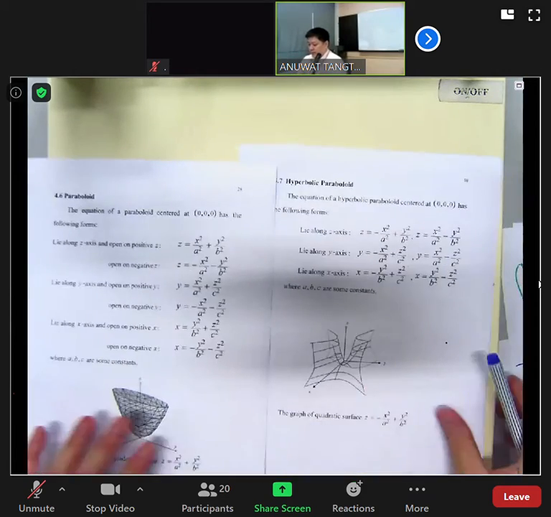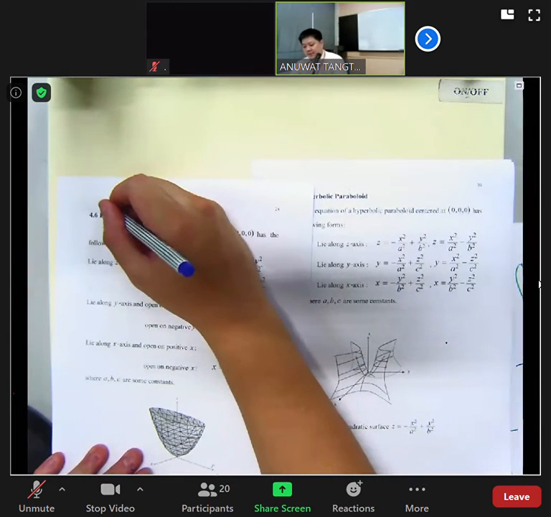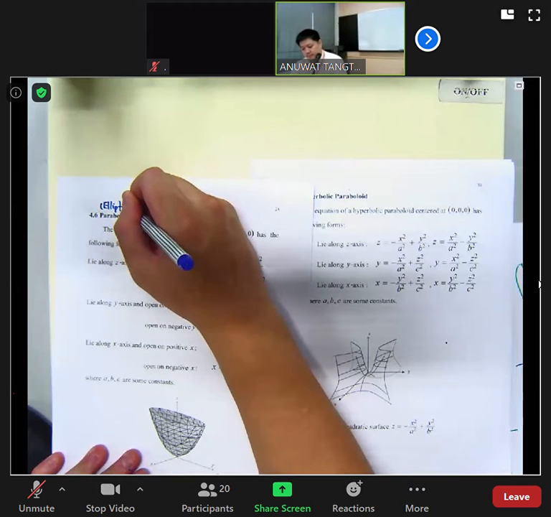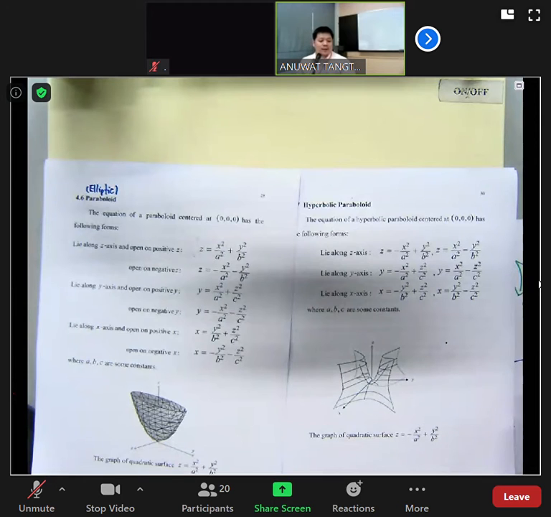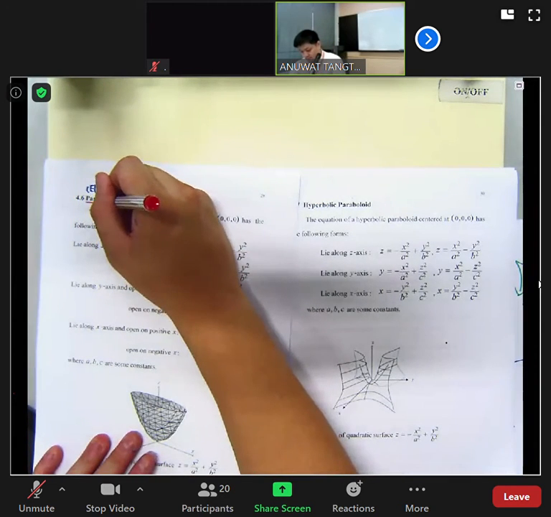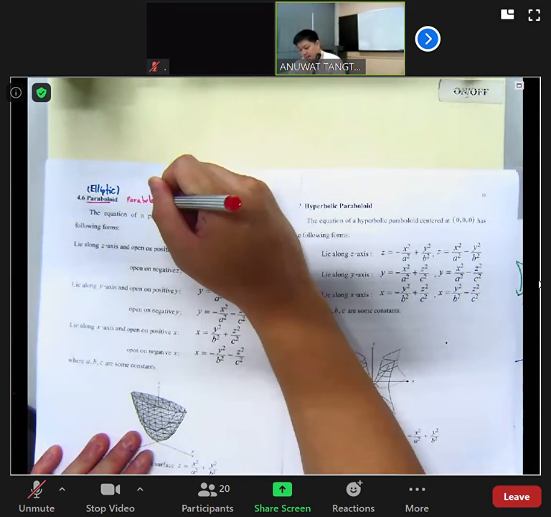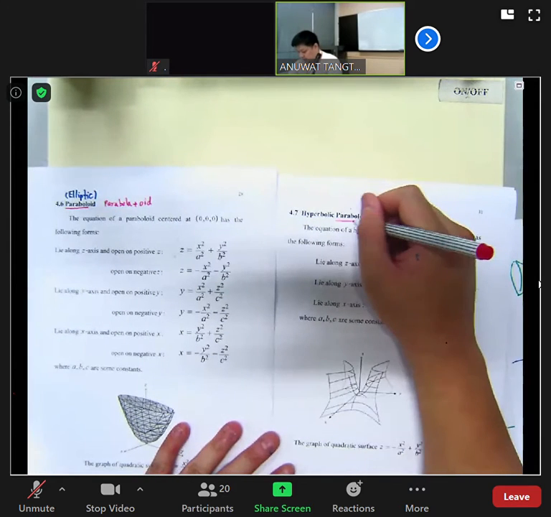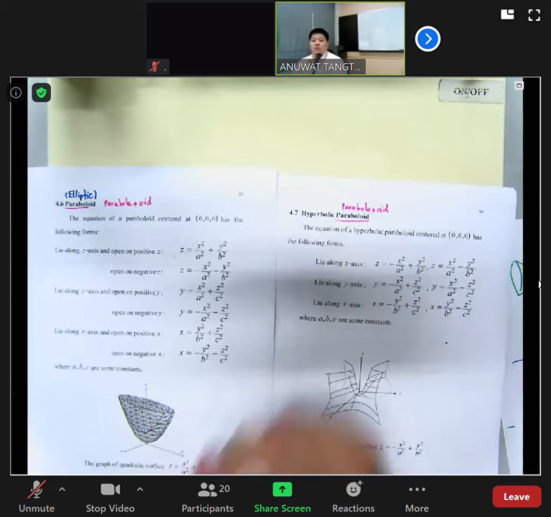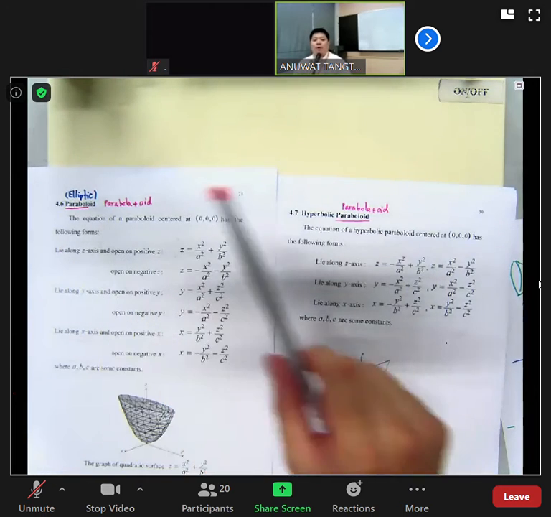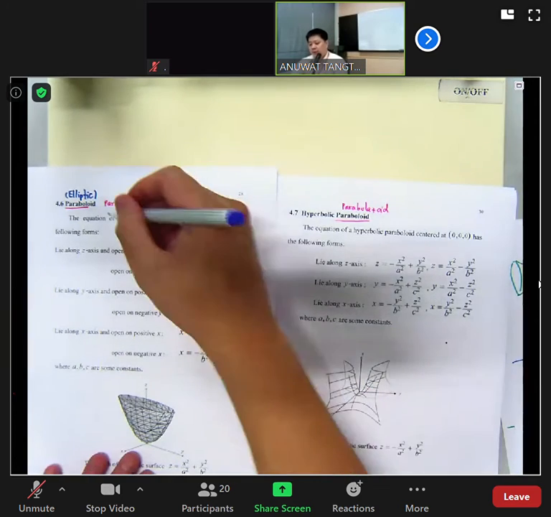Now, let's compare these 2 types of paraboloid. Sometimes the paraboloid here is called elliptic paraboloid or hyperbolic paraboloid. There are 2 types of paraboloid. So it comes from the word parabola and then plus OID. One of them is elliptic paraboloid, another one is hyperbolic paraboloid. And as you have seen, the name comes from the word parabola.